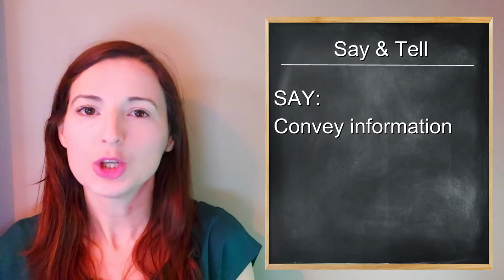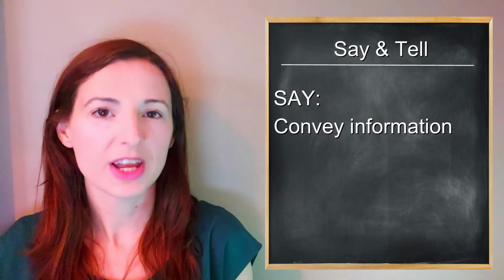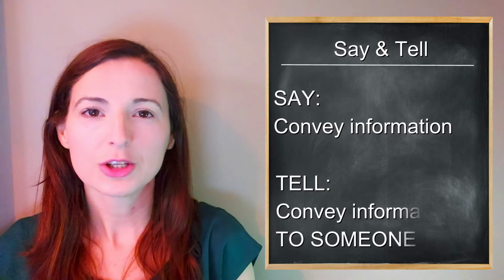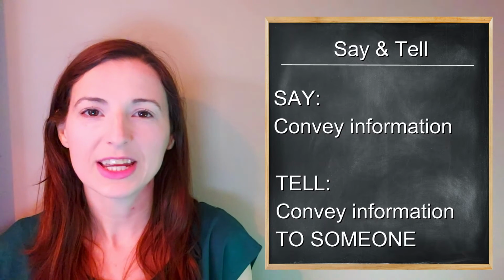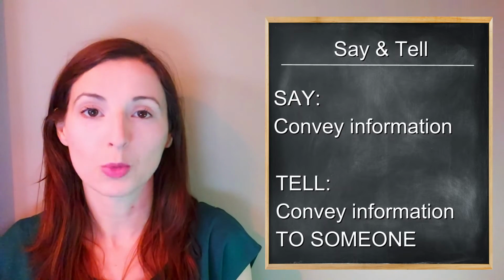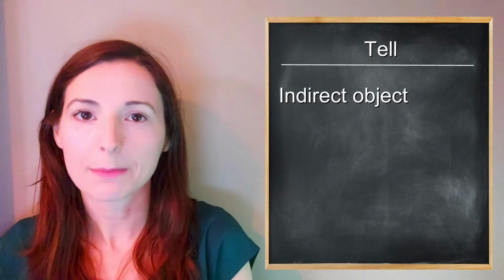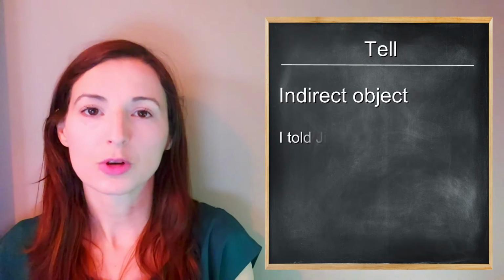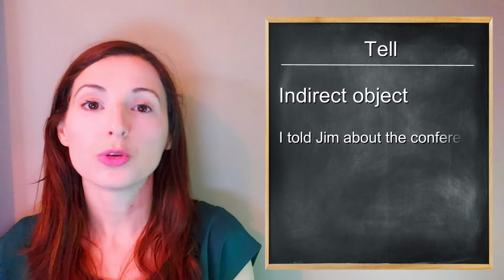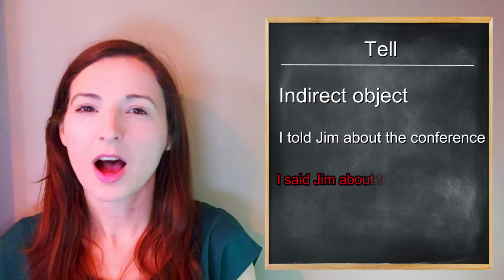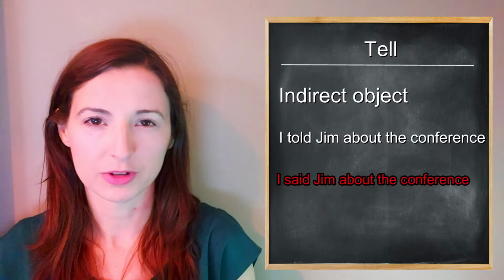With say, you speak words to convey information. With tell, you speak words to convey information to someone. Let's look at this in more detail. Let's start with tell. Tell requires an indirect object, a recipient, a person, or people. For example, I told Jim about the conference. We don't say, I said Jim about the conference.